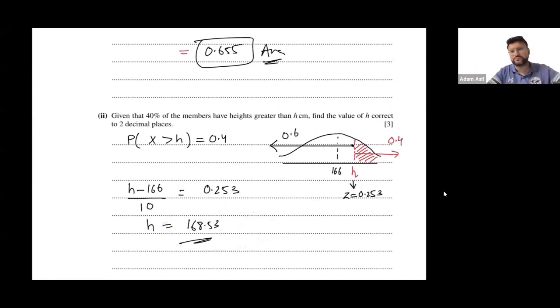Is the working clear? Are we good till here?